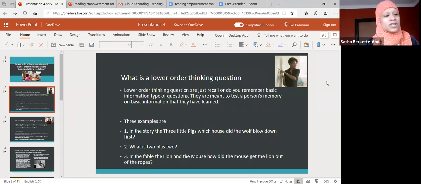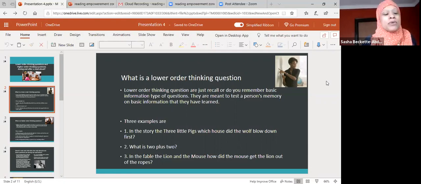So first, what is a lower order thinking question? Lower order thinking questions are just recall, or do you remember basic information, type of questions. They are meant to test a person's memory on basic information that they have learned.